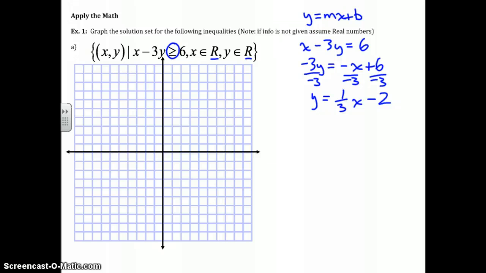Okay, so now we have the information to graph this line. So remember that the 1/3 is our m value, or our slope value. The negative 2 is our b value, or our y-intercept.